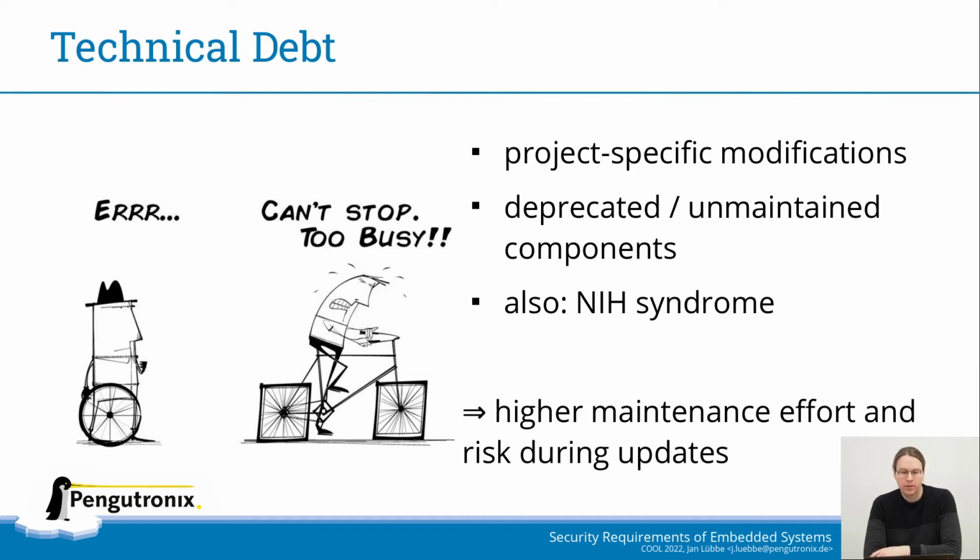So it's important to look at this from the beginning to avoid it, to avoid project-specific modifications in areas where we don't need them. We should look for deprecated or unmaintained components and replace them early enough. And also avoid the not invented here syndrome. So don't build new things where already existing tools may do 90%, and then it's better to extend them and upstream that.